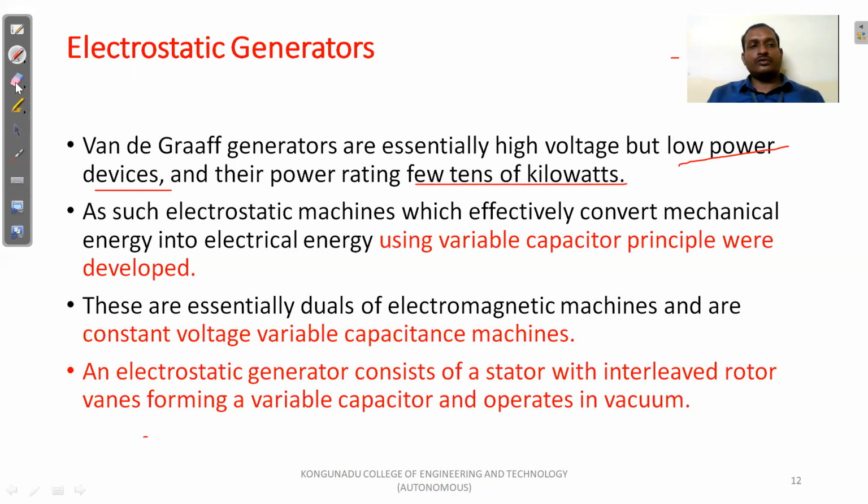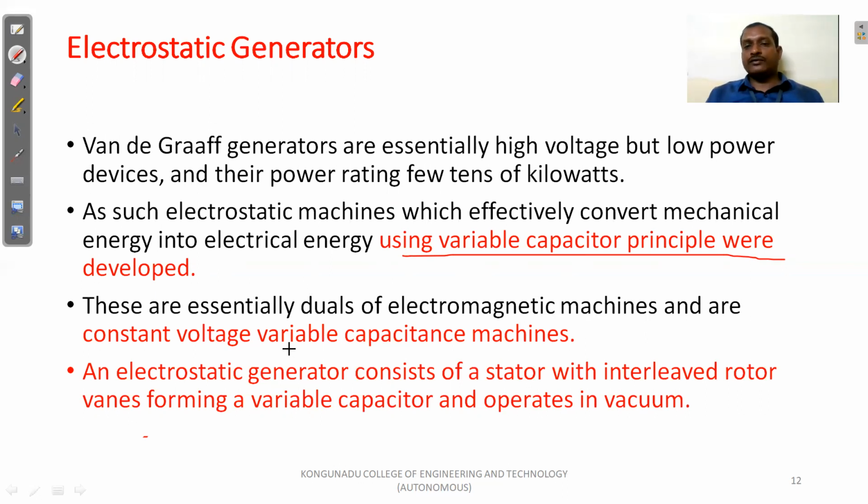So we are going to discuss another generator type, the electrostatic generator. Electrostatic machines effectively convert mechanical energy into electrical energy using the variable capacitor principle. Using the variable capacitor principle, mechanical energy is converted into electrical energy.